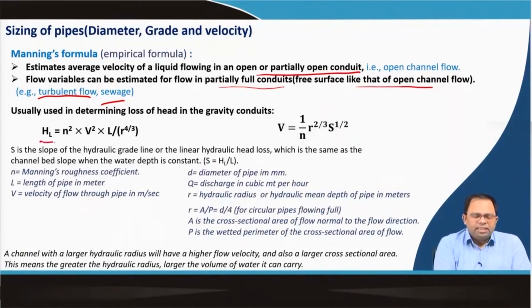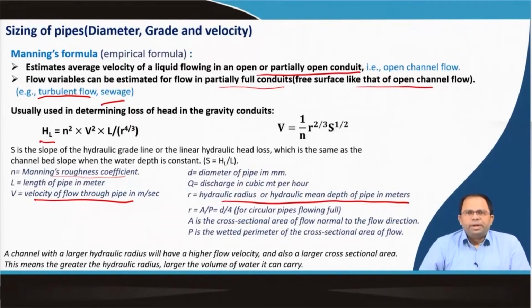Manning's formula is HL, head loss, is equal to n square, where n is the Manning's roughness coefficient, into V square, where V is the velocity of flow through the pipe in meters per second, into L, where L is the length of pipe in meters, divided by R to the power 4/3. Now, R is basically the hydraulic radius or the hydraulic mean depth of the pipe in meters.